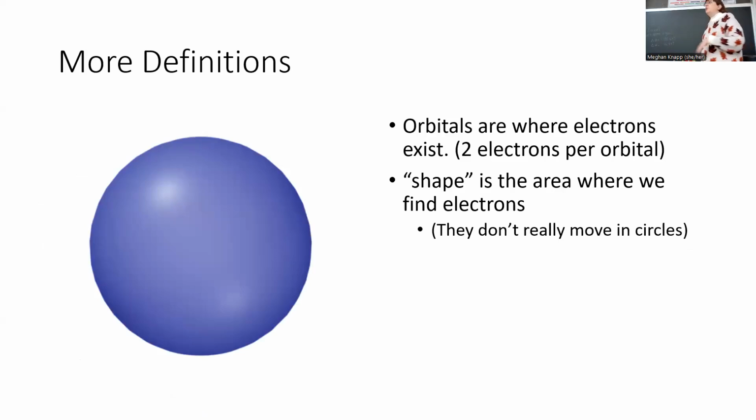So we distinguish them by their shape. The shape just means the area where we can find the electron. You might think of the electron like a car and the orbital like the road it can travel on. Where all the road goes defines the shape of the orbital.